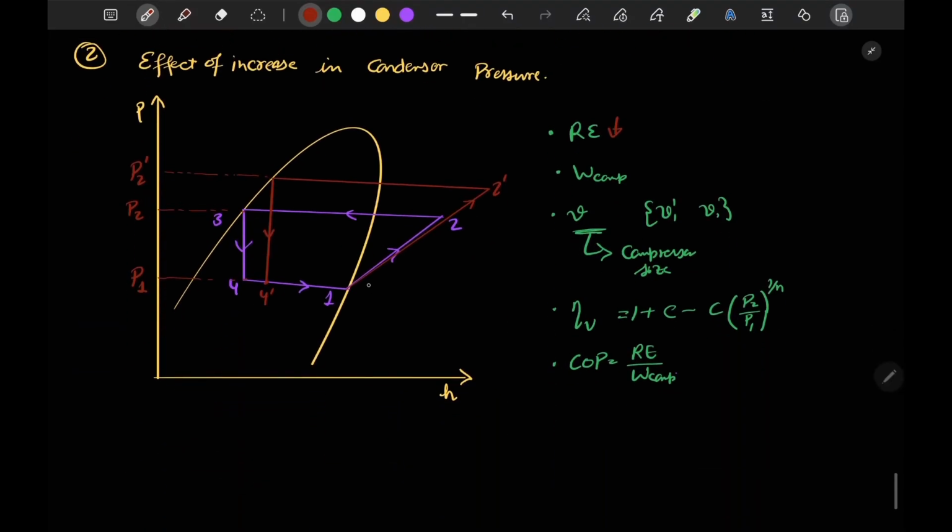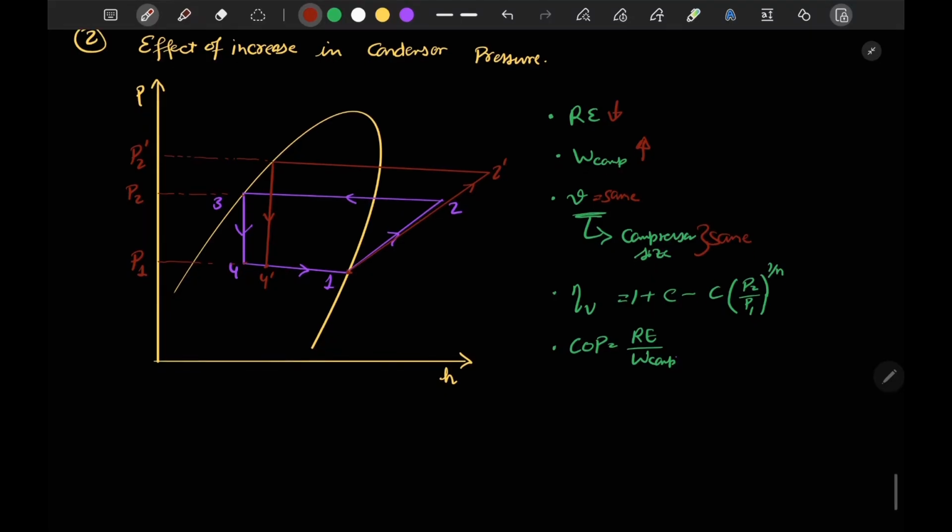Now if you talk about work done by the compressor, so this compressor work increases. Originally it was H2 minus H1, now it is H2 dash minus H1, so this is increasing. Now if we talk about specific volume at our inlet, at point 1, the inlet to the compressor, this point remains the same, so no change. So V1 remains the same, hence compressor size remains the same.